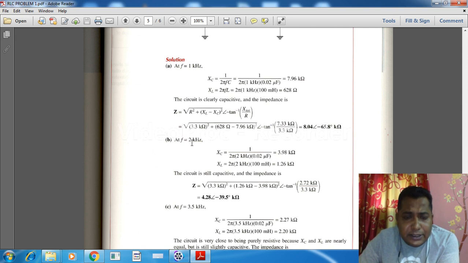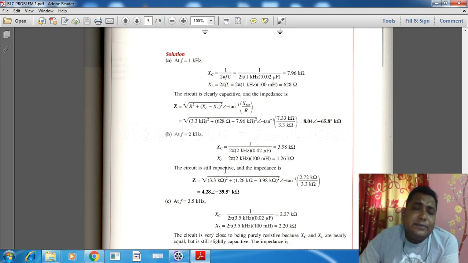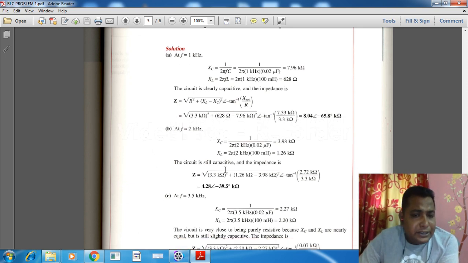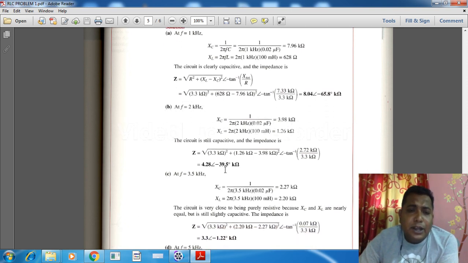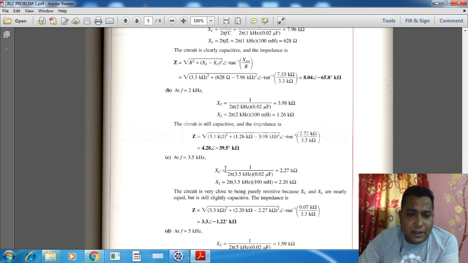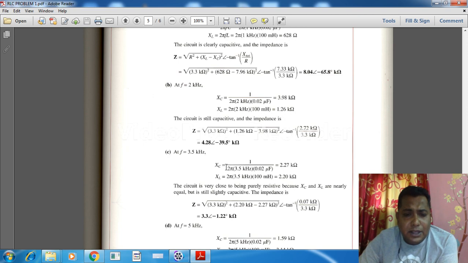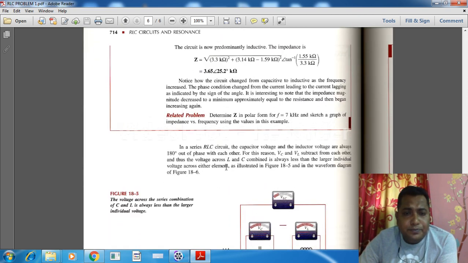So there what you can see, we again find out the XL and XC values. Put those XL and XC values in the polar form of the impedance equation, and from there we find the value of 4.28 at an angle of minus 39.5 degrees. Like this, where 3.5 we have placed, the value is 3.3 at an angle of minus 1.22 degrees, in kilo-ohms.